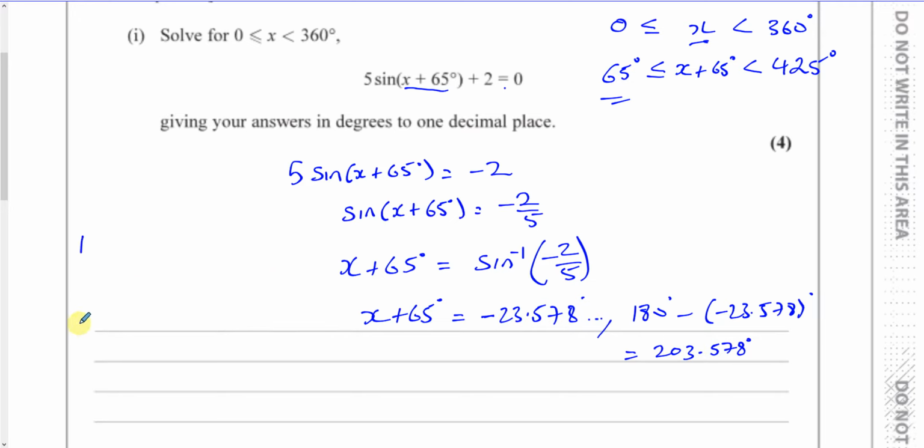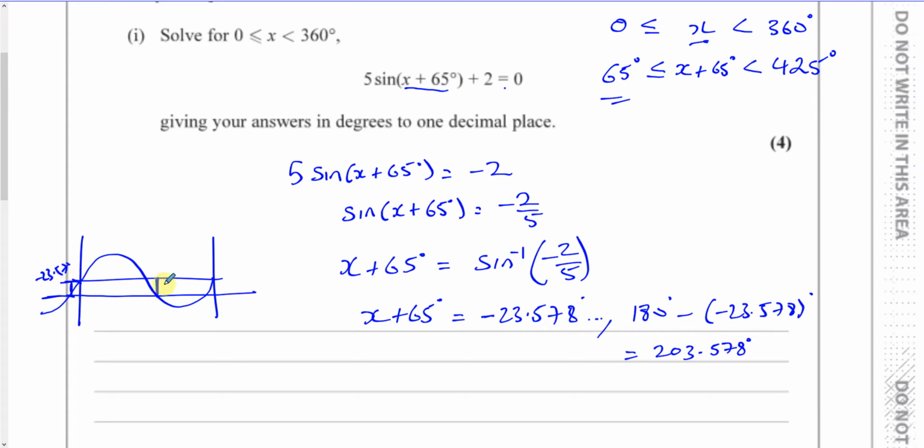Okay, so basically if we think about the sine of an angle, this is a sine curve. So the sine of an angle being minus 2/5 is down here. That's y equals minus 2/5. We found one angle over here, which is the angle the calculator gave us, minus 23.578, and it's outside of our range.